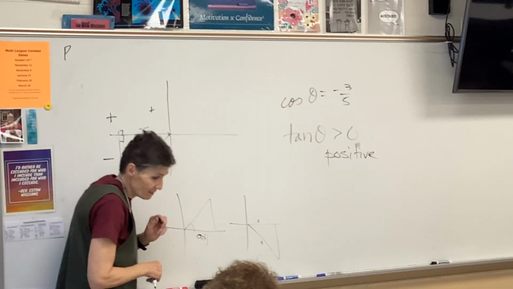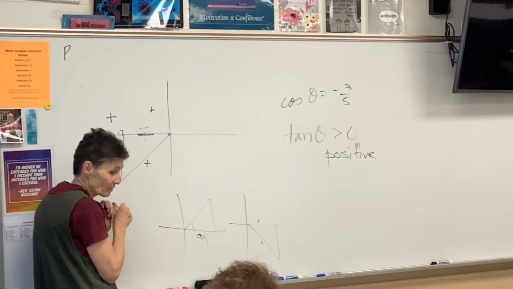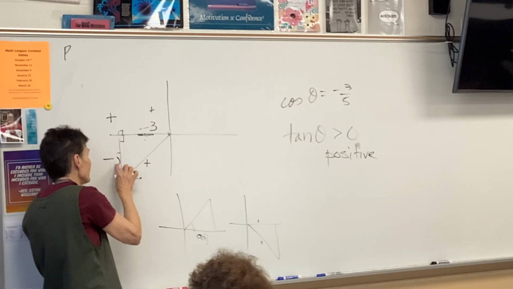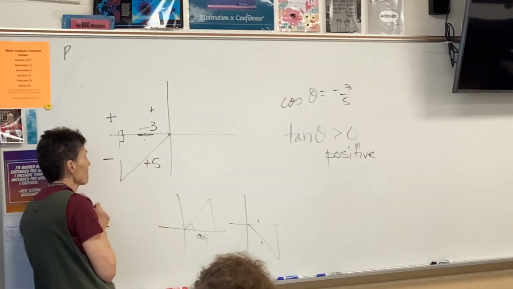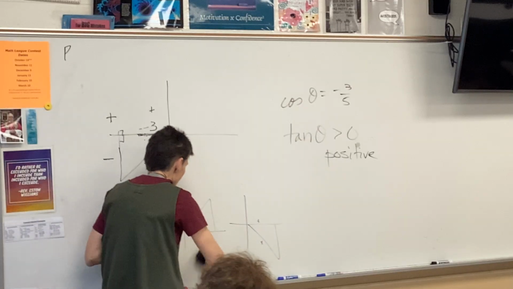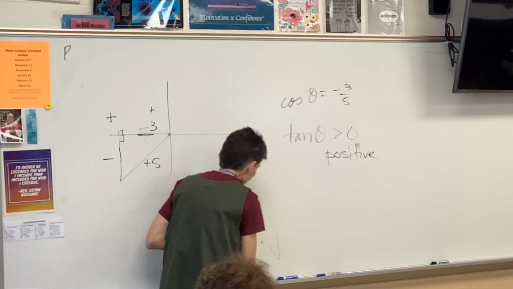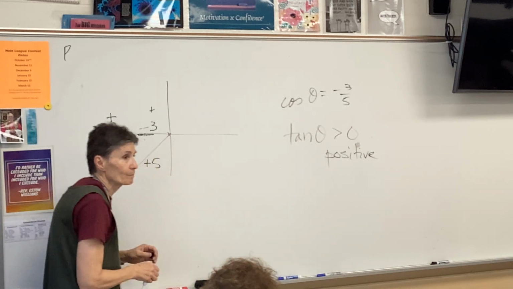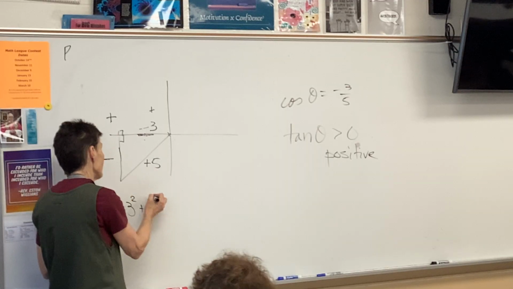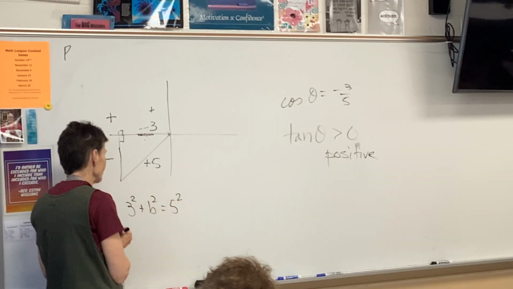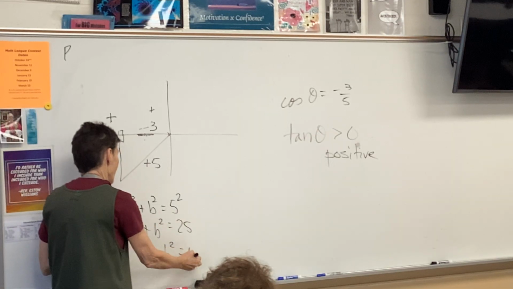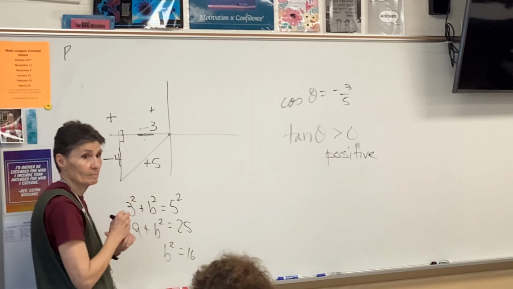So this problem is in quadrant 3. The cosine is negative 3/5. Now I figure out the quadrant. I have my picture labeled. Now what do I have to do? Pythagorean theorem. So 3 squared plus something squared equals 5 squared. 9 plus b squared is 25. I got 4, but it's actually negative 4.